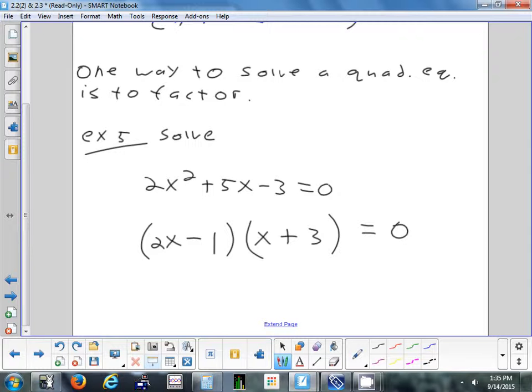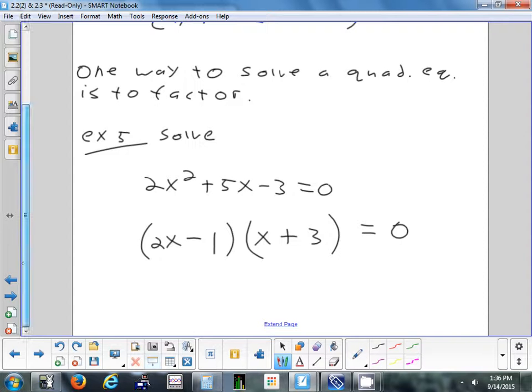Okay. Did we factor it correctly? What do you think, Olivia? All right, let's check it. What's 2x times x? 2x squared. That's good. 2x times 3 is 6x. And what's x times negative 1? Negative 1x. 6x take away 1x is 5x? Yes. And then negative 1 times positive 3 is negative 3. So we're good. We factored it correctly. Some things that could happen when you're factoring is you might have to switch your numbers. You might have to switch your signs.